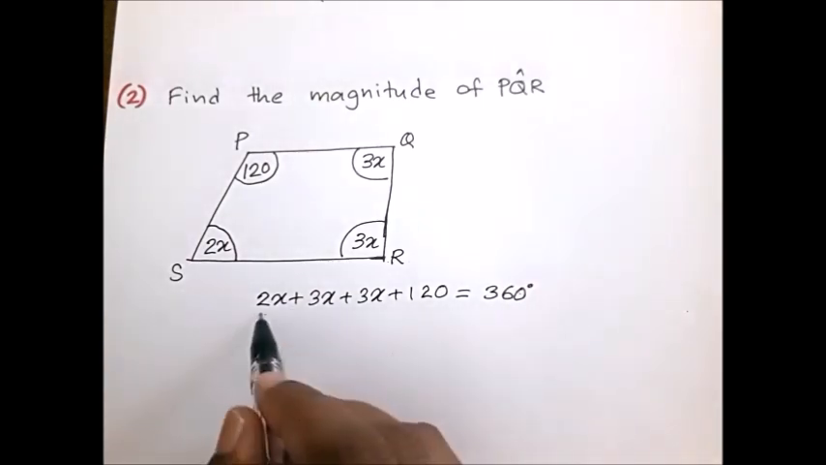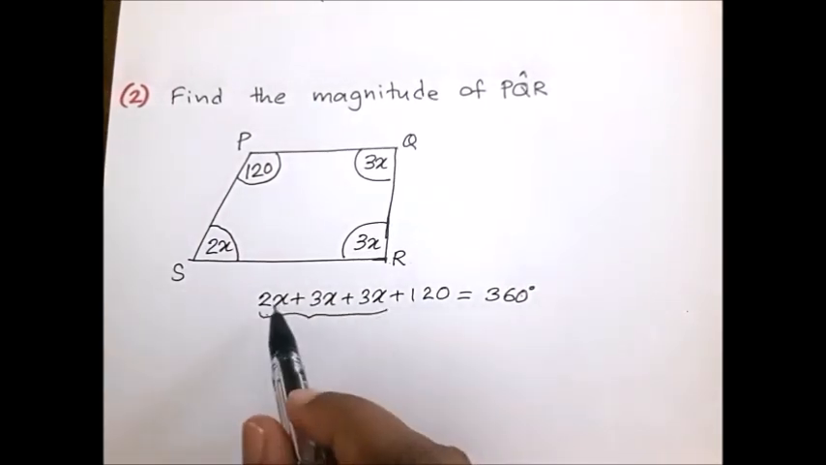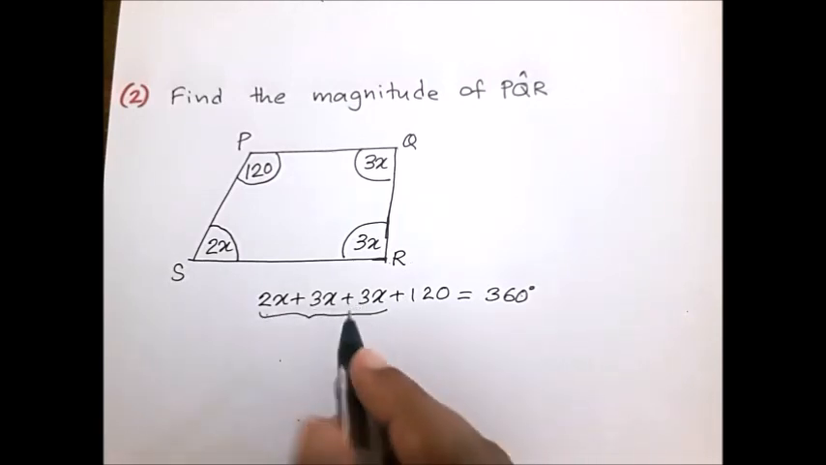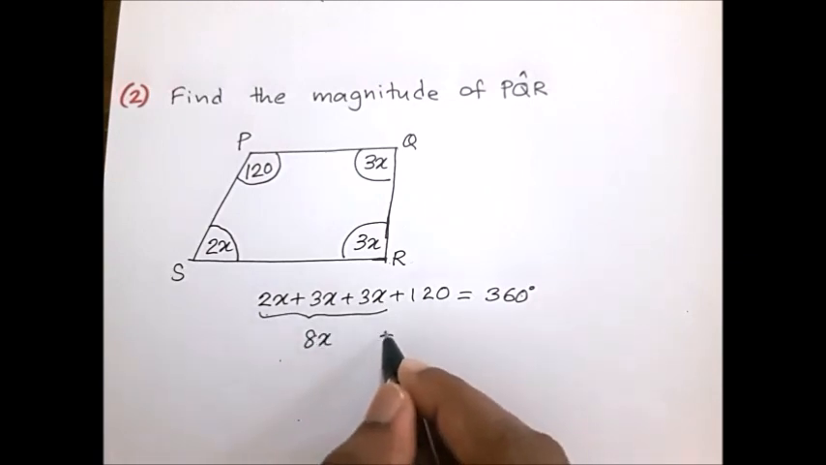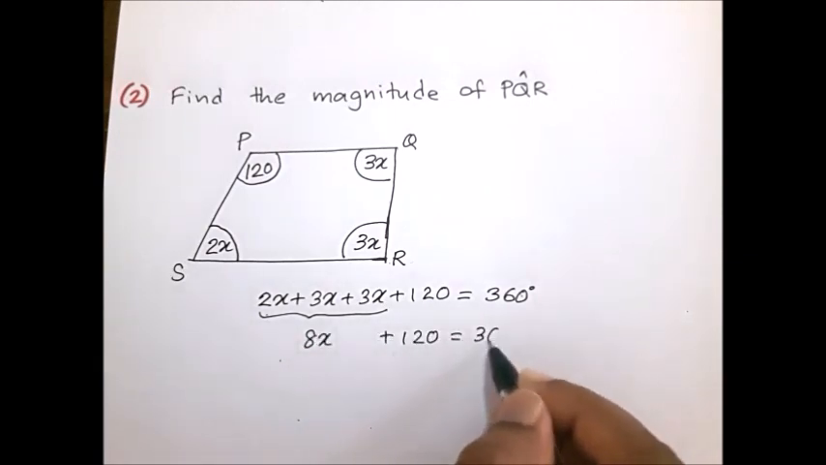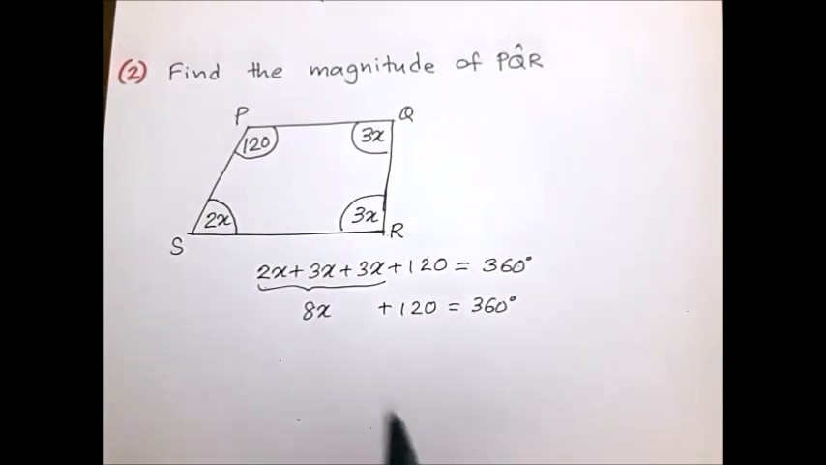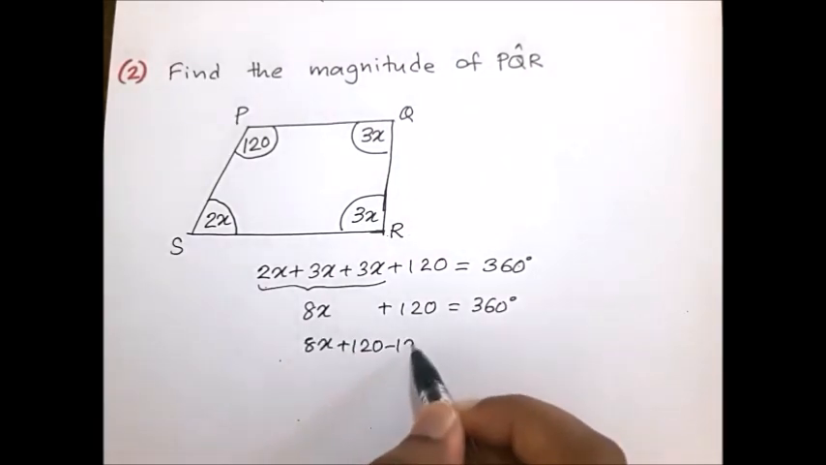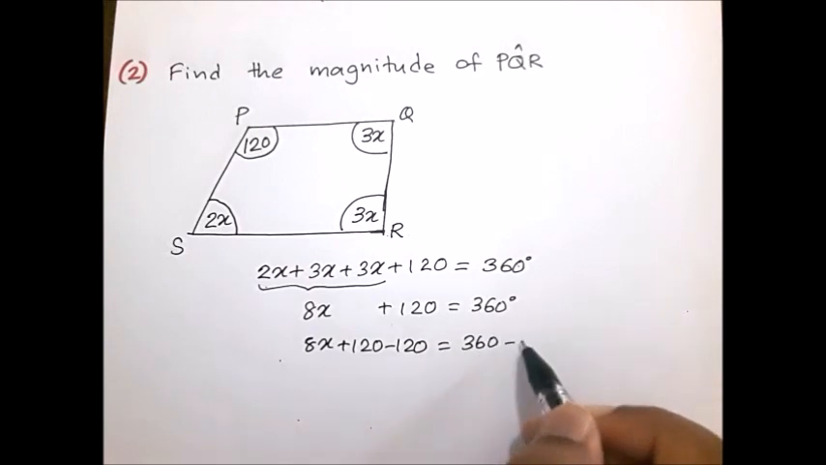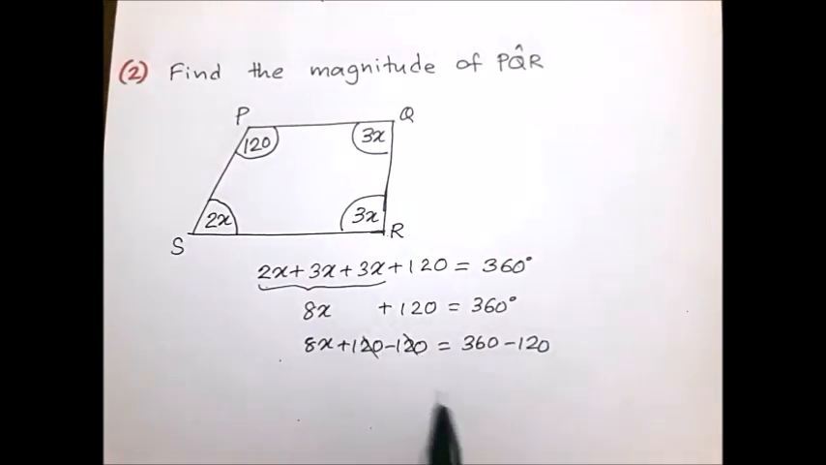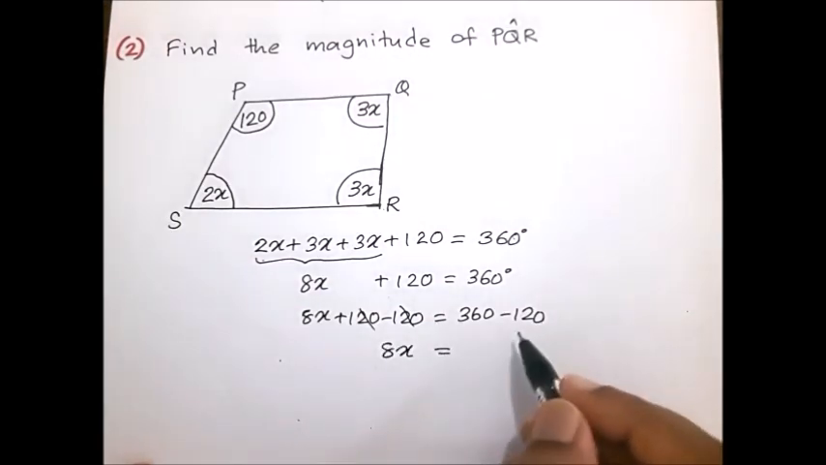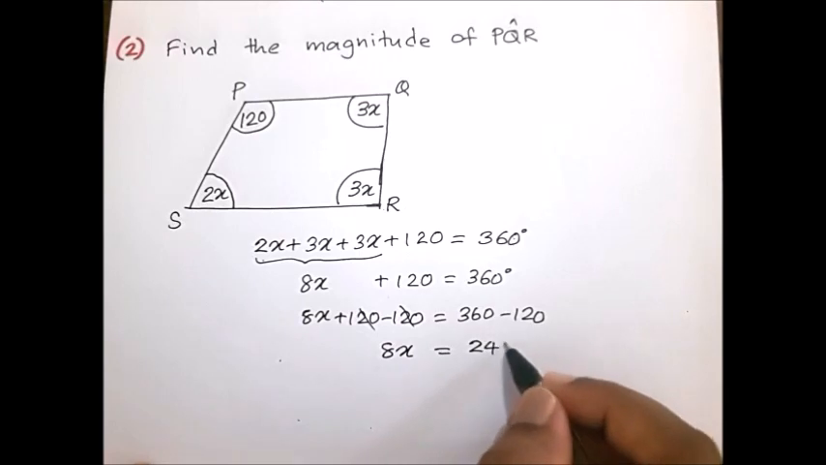Now you can simplify this. 2x plus 3x plus 3x: 2 plus 3 is 5, 5 plus 3 is 8x. Plus 120 equals 360. To find the value of x, first you have to remove plus 120. To remove it, subtract 120 from both sides. Here plus 120 minus 120 cancel. 8x remaining. 360 minus 120 is 240.